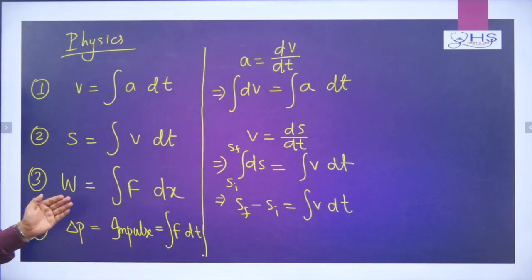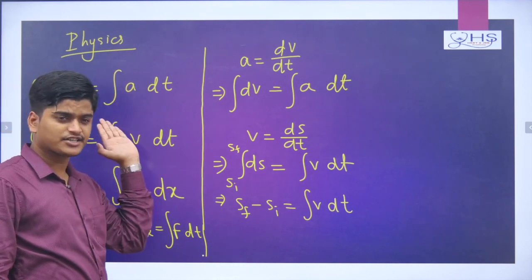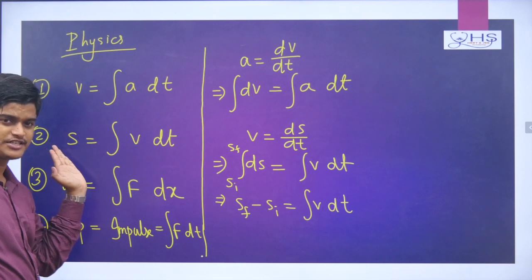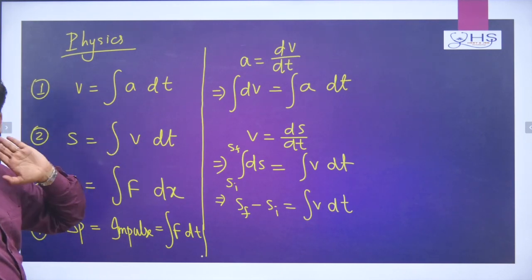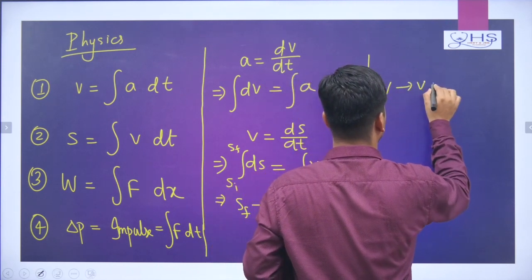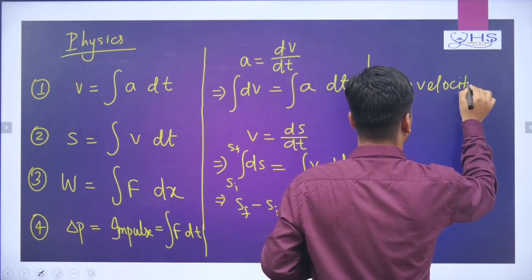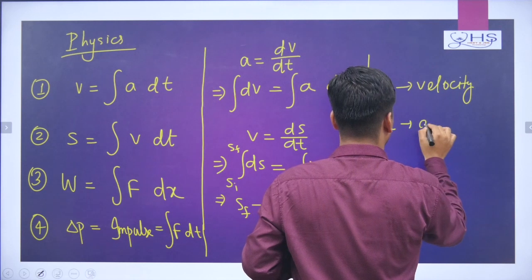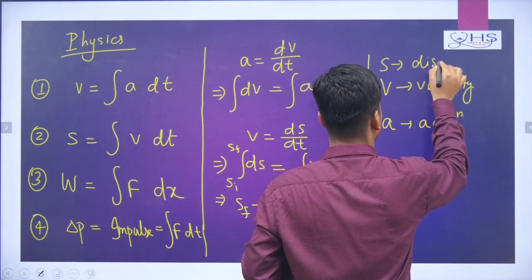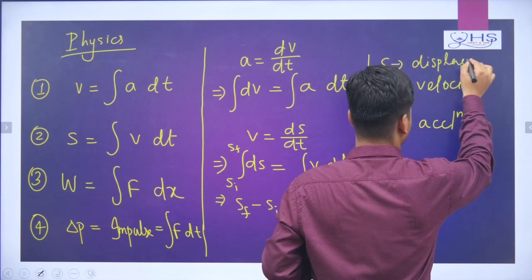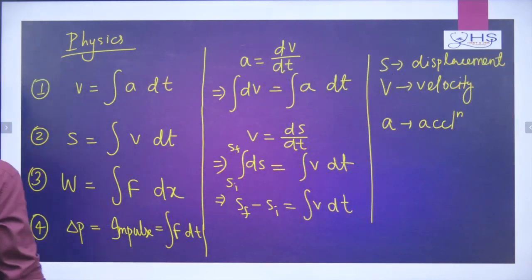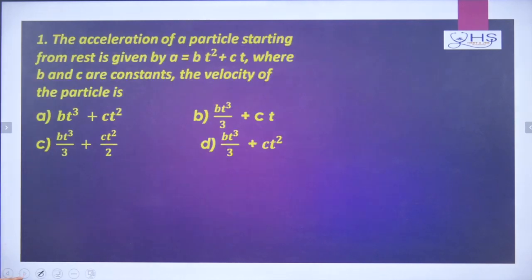Okay, now remember, how to find velocity: integration of acceleration with respect to t. How to find distance or displacement: integration of velocity with respect to t. So remember, v is your velocity, a is acceleration, and s is your displacement or distance, whatever you take. Okay, displacement. So please note it down. Now we will go to the questions.